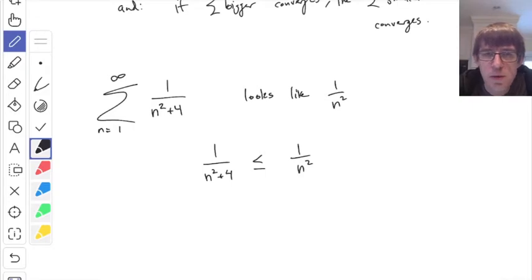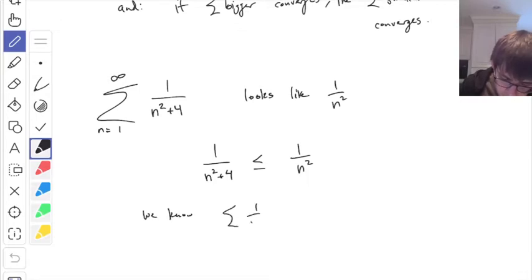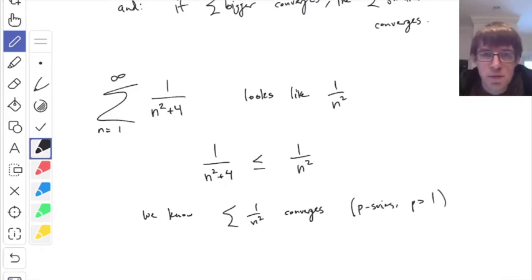They're not equal, but in the comparison test, it would be okay if they were equal sometimes. All right. The one on the left is lesser because its denominator is bigger. So the one on the left is the smaller one. The one on the right is the bigger one. And we know the sum of 1 over n squared converges. That's because this is a p series with p greater than 1, right? This you just have to remember.